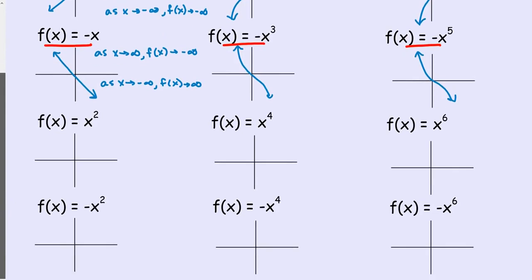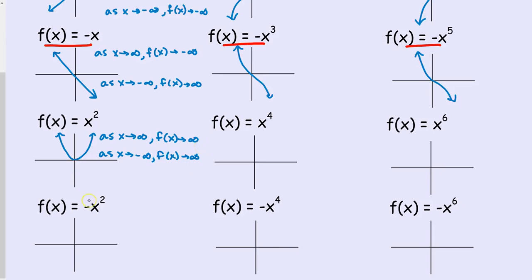Now we learned in the last chapter when we were studying parabolas that y equals x squared has both ends up. So as x approaches infinity, f of x approaches infinity. As x approaches negative infinity, f of x approaches infinity. It's going up on both sides. And we learned that if we multiply it by a negative, it's going to go down on both sides. As x approaches infinity, f of x approaches negative infinity. As x approaches negative infinity, f of x approaches negative infinity.